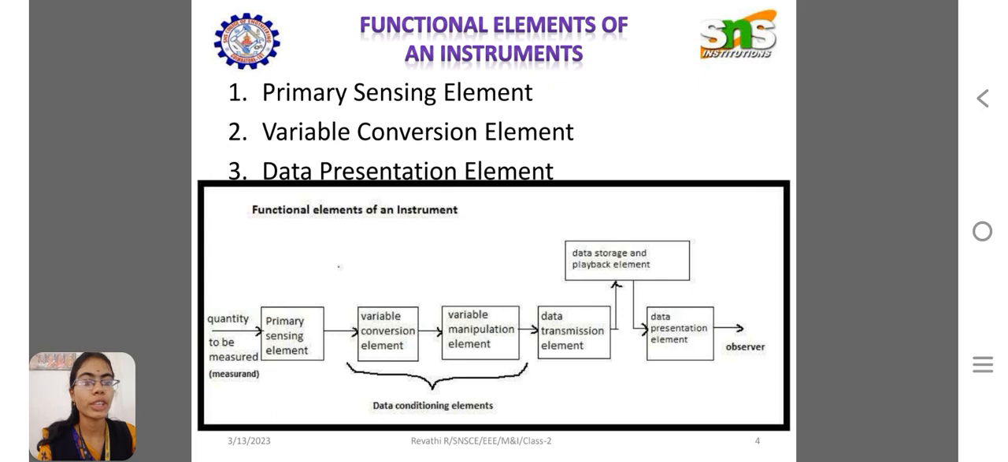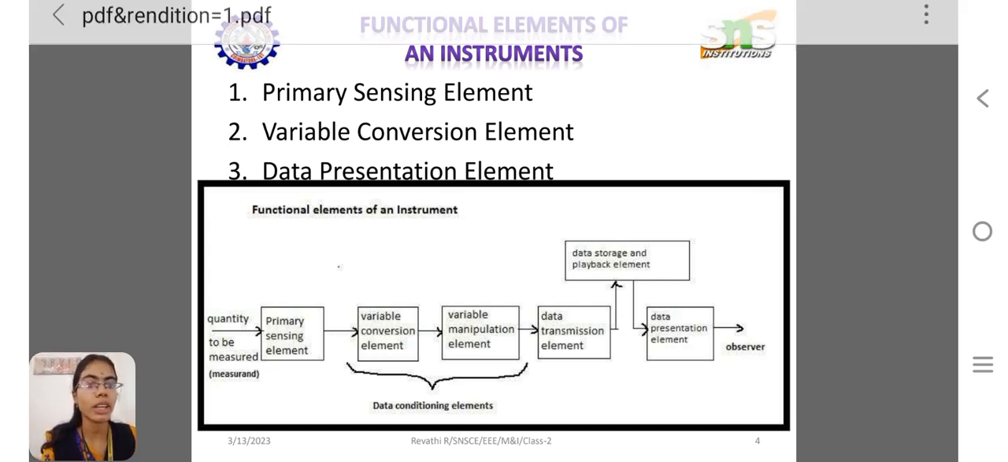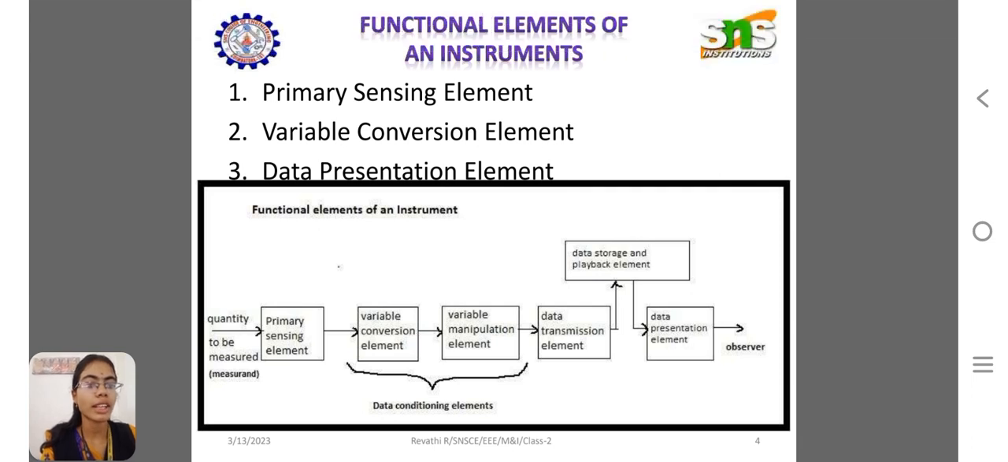The block diagram of the functional elements of an instrument is given below, where the quantity to be measured first enters a primary sensing element, which then passes to a variable conversion element, variable manipulation element, data transmission element, data storage and playback element, and data presentation element, and is then viewed by the observer. The variable conversion element and variable manipulation element are part of the data conditioning element, where the data from the primary sensing element are conditioned and transferred to the data transmission element, which is followed by the data storage and playback element.